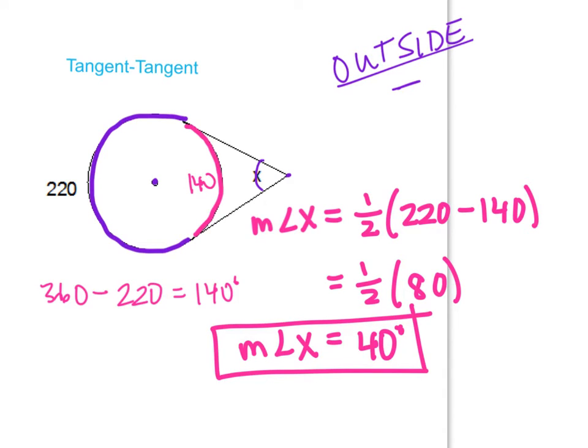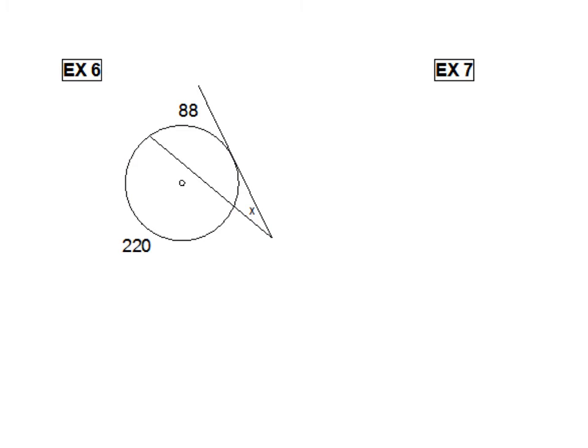All right, example 6. We can see that we have a tangent because it's hitting the circle just in that one spot on the edge, and then the other line is going into the circle, hitting the circle in two spots, so this is a secant tangent. Alright, so here's our angle x right there, and the vertex is on the outside of the circle, that means we're going to subtract the arcs.